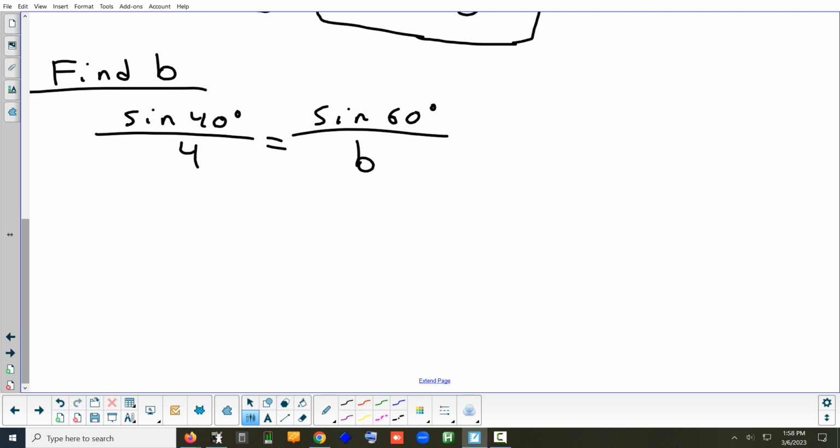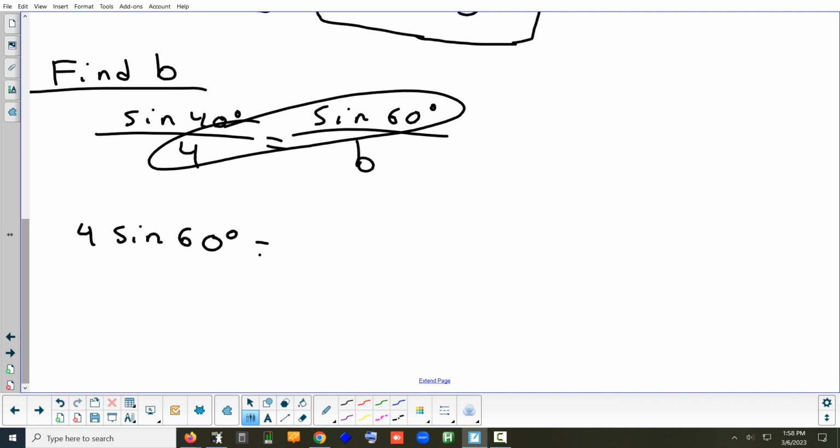Does anybody remember how you solve a proportion? What do you do, Don? Cross multiply. You cross multiply. So you're going to do 4 times the sine of 60. Not even going to do that out. You're just going to leave it. Equals b times the sine of 40.